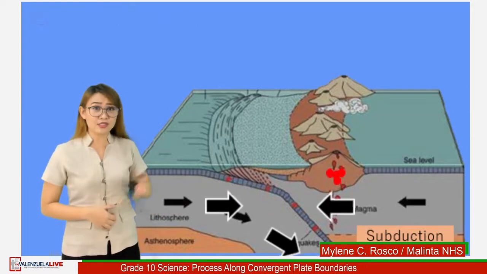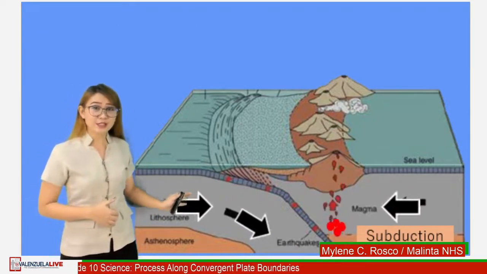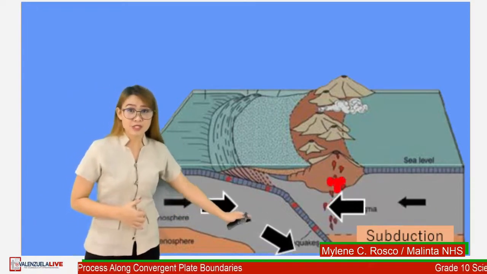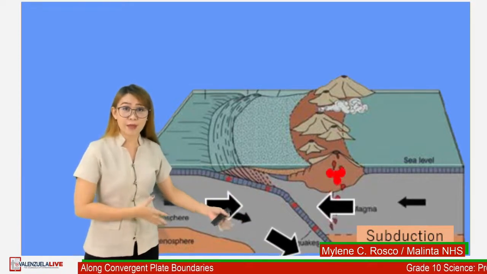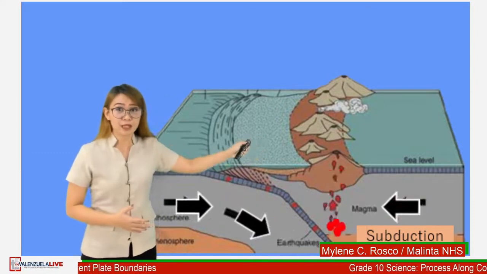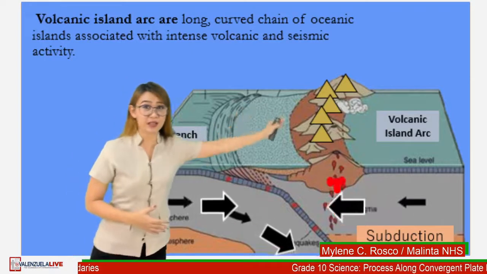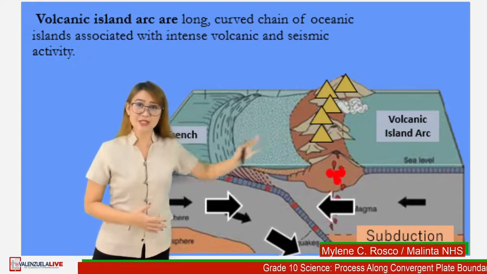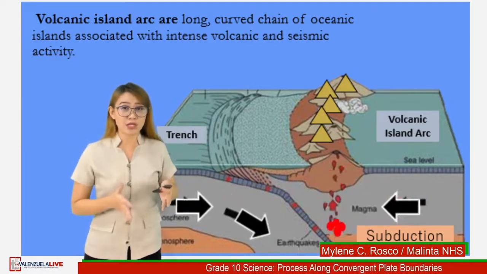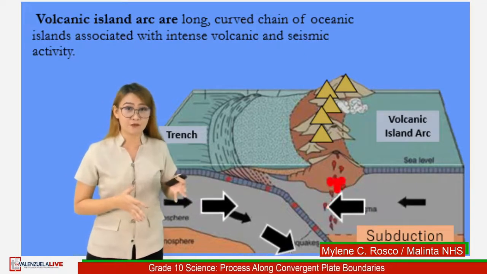Alright, correct. So there is also subduction on this type of collision. Since there is subduction, the leading plate of the subducting crust will melt and form magma. This magma will rise up, forming a volcanic island arc on this part of the oceanic crust. Now, what is a volcanic island arc? A volcanic island arc is a long curved chain of volcanoes associated with intense volcanic and seismic activity.